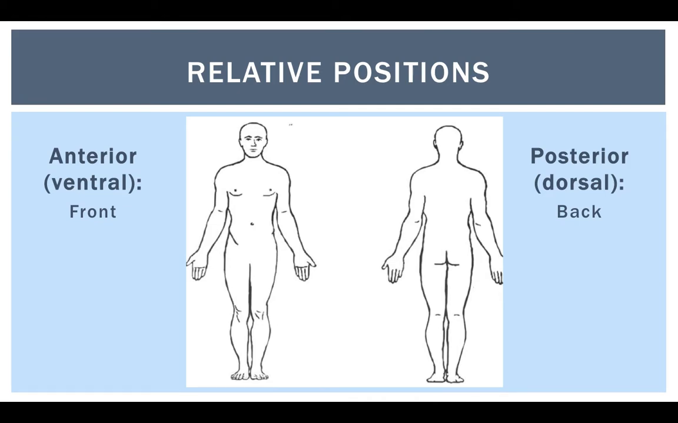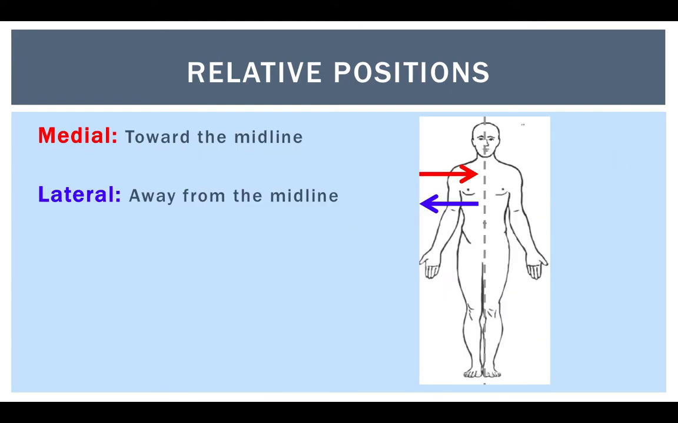Ventral is another word for anterior. I won't use it very often. Dorsal is another term for posterior. Again, I won't use it as often. Anterior and posterior will be what I use most, but sometimes you will see ventral and dorsal with certain body parts or with different animals that walk on four legs.